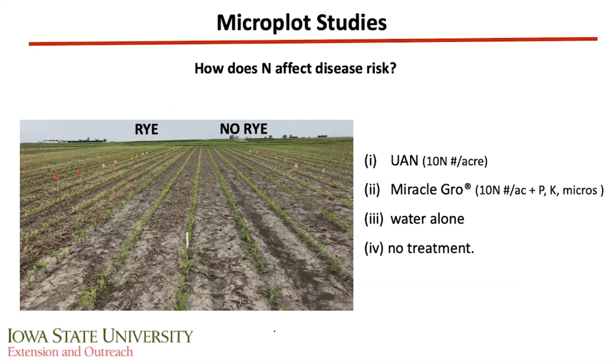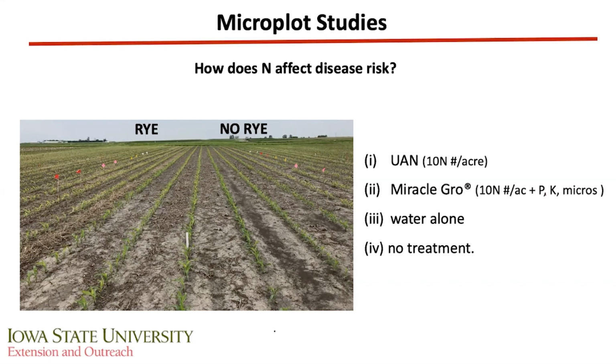This is a study that we have, and you can see that we have no rye control, okay? And then you can see the rye residue on the left, okay? And then you can see those flags. We have white, yellow, pink, and red flags. And those flags are demarcating the plots. And basically that plot is 15 to 20 plants long.